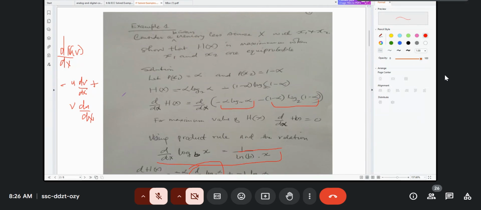Always remember, whenever we talk of entropy, we associate entropy with a source. And when we talk of joint entropy, then that is associated with a channel. So if there are no questions, we can do a second example related to this.